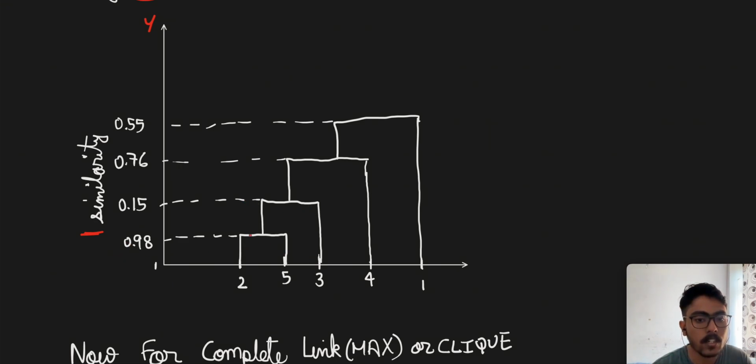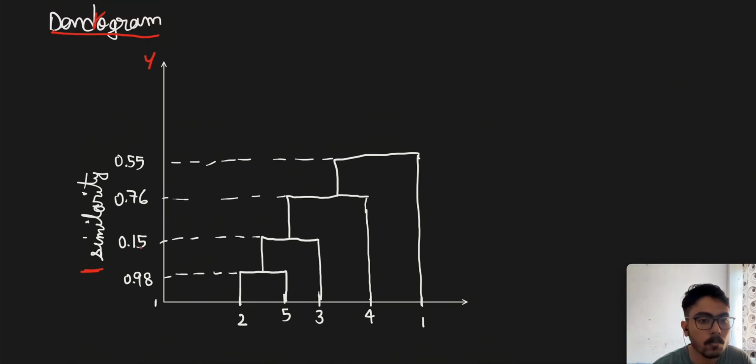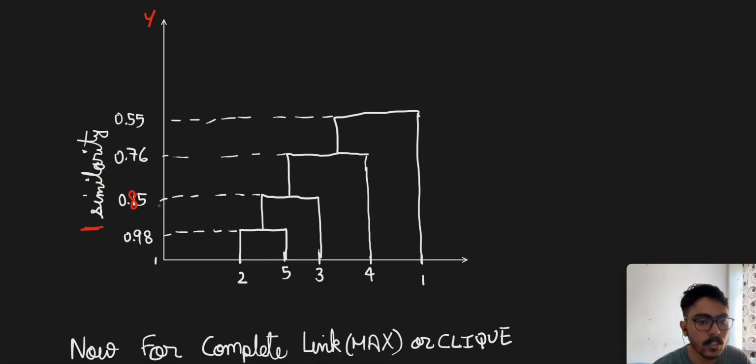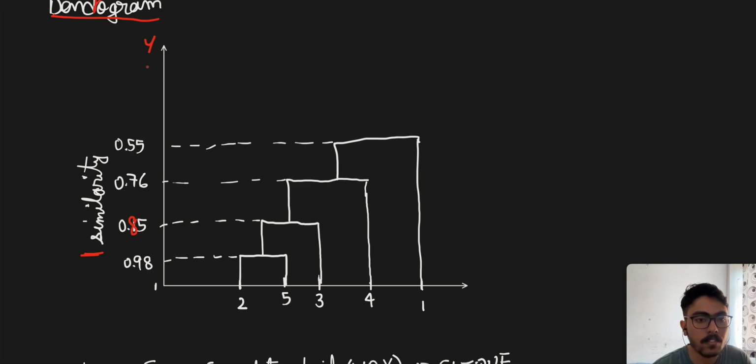Similarly, 3 is clustered then at 0.15, so it will be 0.85, because in similarity it will be 0.85, and then with 4 at 0.76, and then with 1 at 0.55. So this way we will form the dendrogram in single link.